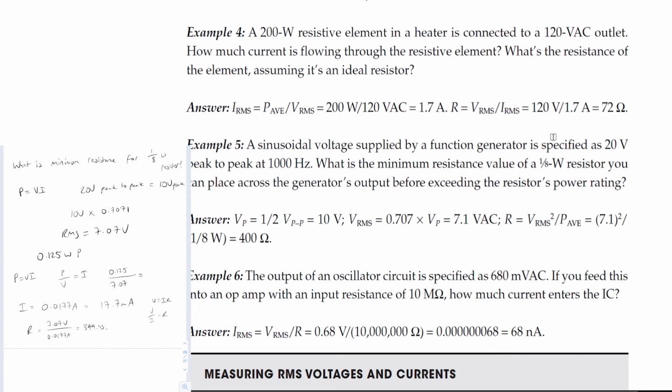So that's basically a 400 ohm resistor, and I think that's it. So what was the question? The question was, what's the minimum resistance value of a 1/8 watt resistor you can place across the generator's output before exceeding the resistor power rating? So all of this could be completely wrong, and we're going to find out now. Literally, it took me all of that to do just that question.